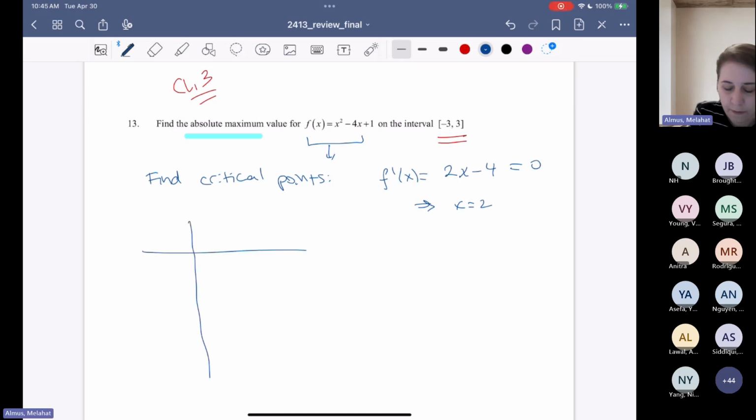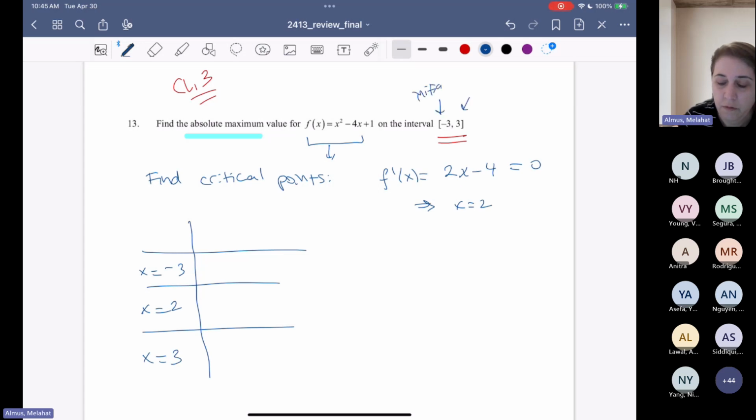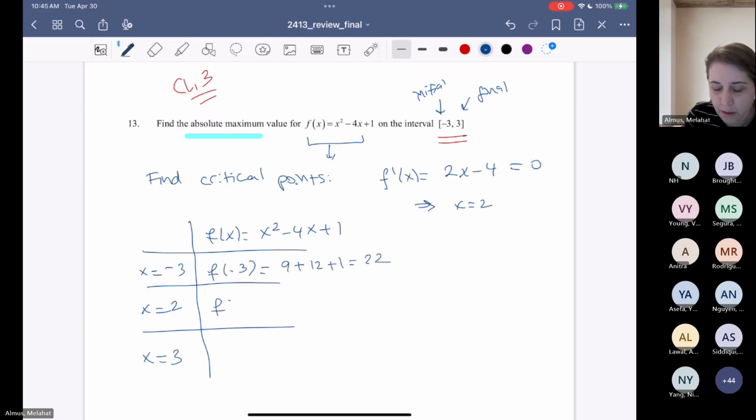Now make a table of values, initial point, critical number, final point. So I'm getting those from the interval and plug in. Initial value is 9 plus 12 plus 1, 22. F of 2 is 4 minus 8 plus 1, negative 3. F of 3 is 9 minus 12 plus 1, negative 2.